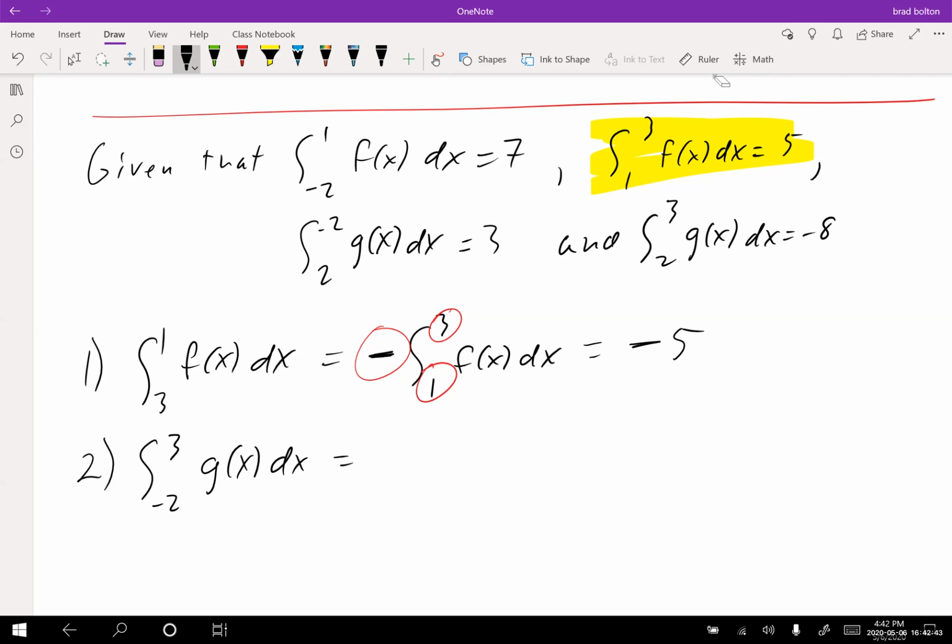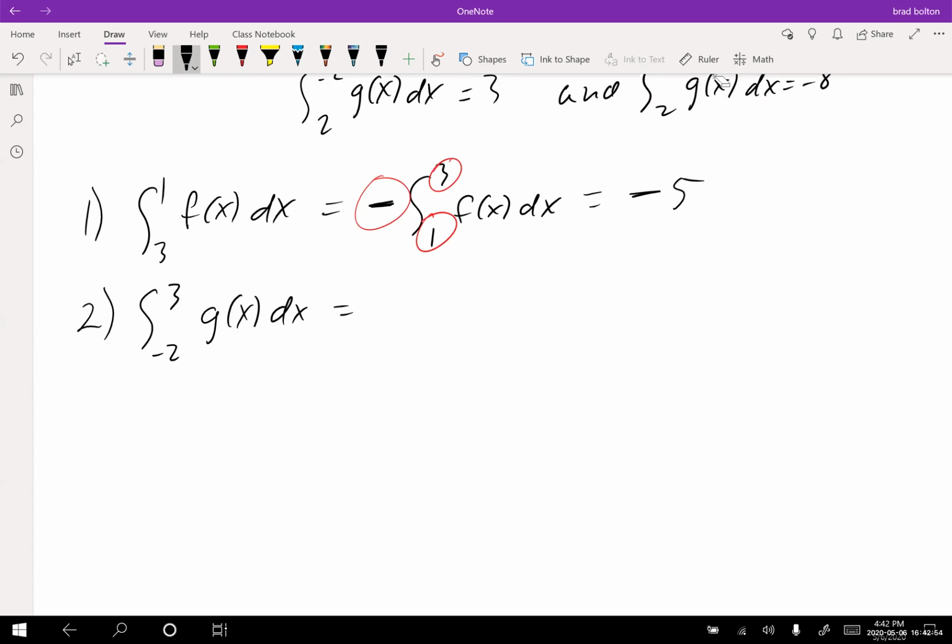Now, a second problem will ask, what about the integral from -2 to 3 of g of x dx? Well, we look at g of x, we have from 2 to -2, and we have 2 to 3, but we don't have from -2 to 3. So we're going to have to split this up. We're going to have to think about this as a graph of some kind. We don't know exactly what it is. But let's say we're going from -2 to 3, like this. That's what we want to know.